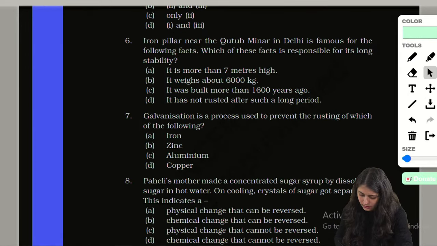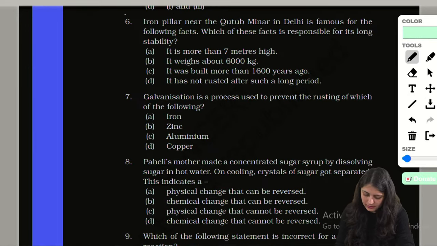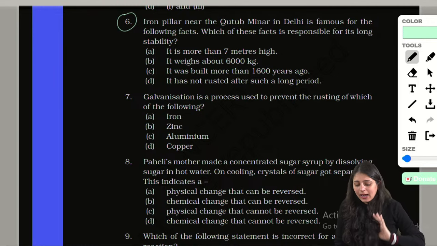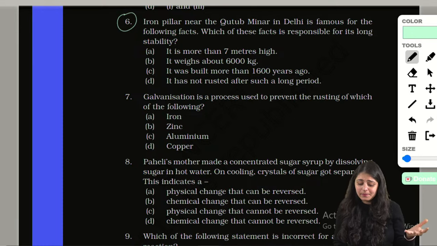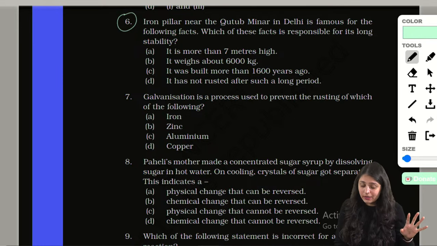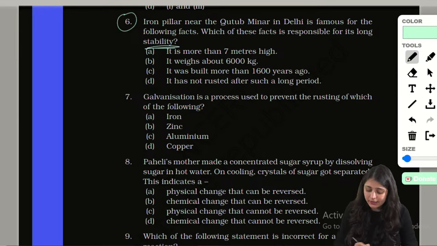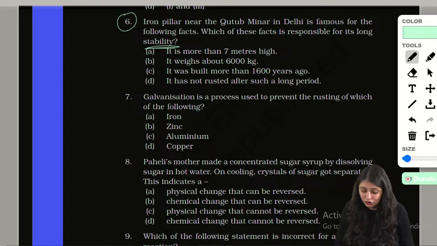Moving on to question number 6 now. Iron pillar near the Qutub Minar in Delhi is famous for the following facts. Which of these facts is responsible for its long stability? अच्छा, ये चारों facts जो given है ना, iron pillar इन सब के लिए famous है, but आपको reason देना है stability का. It's more than 7 meters high, it weighs about 6,000 kg, it was built more than 1600 years ago, it has not rusted after such a long period of time.